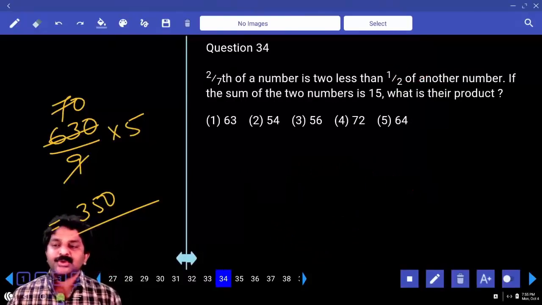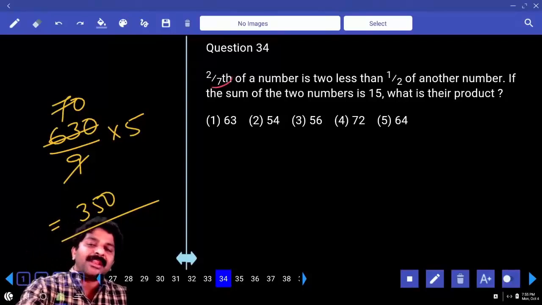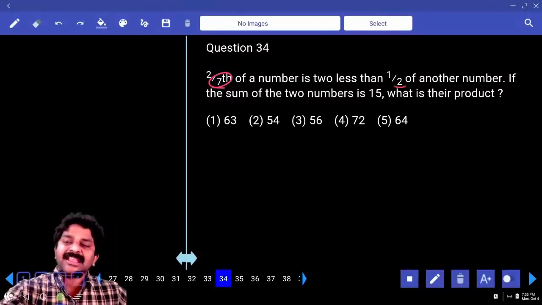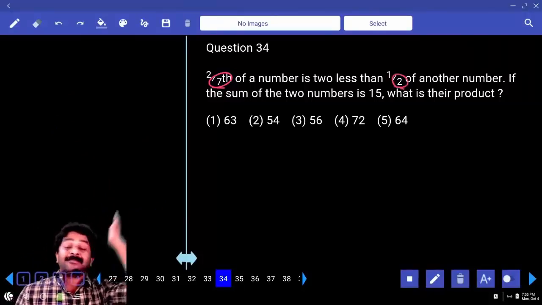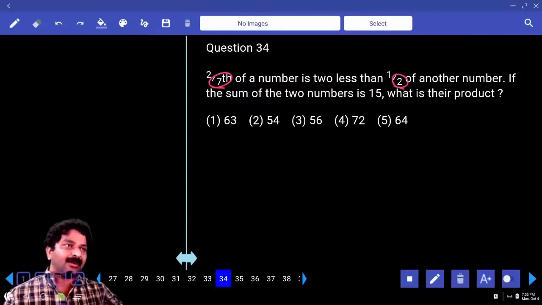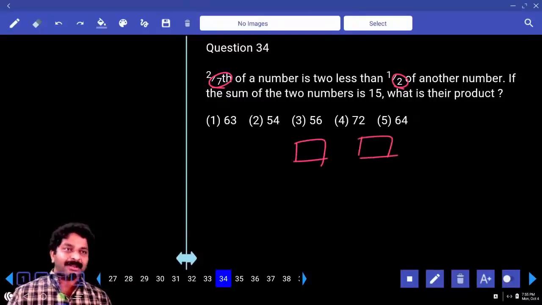2/7 of a number is 2 less than half of another number. So the denominator for the first number, how much do we have? That means the first number must be a multiple of 7 only. And what is the second number's denominator? That has to be an even number. If the sum of the two numbers is 15, okay, you know that the first number is a 7 multiple, the second number is a multiple of 2, an even number.